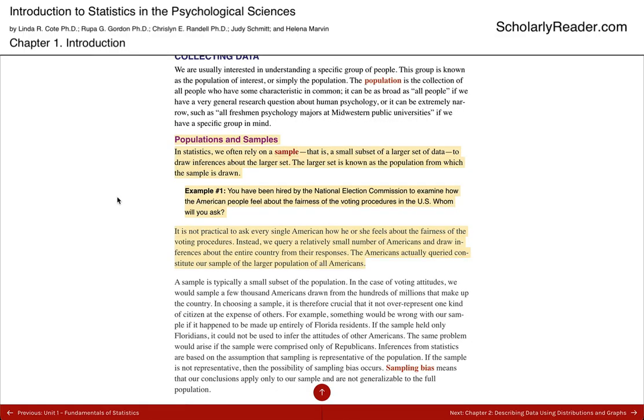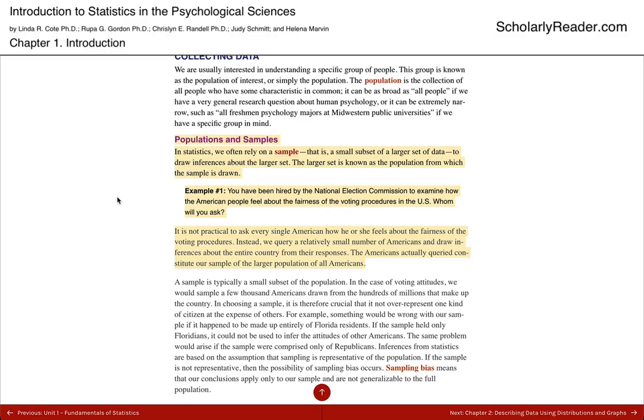Populations and samples. In statistics, we often rely on a sample, that is, a small subset of a larger set of data, to draw inferences about the larger set. The larger set is known as the population from which the sample is drawn. Example number 1. You've been hired by the National Election Commission to examine how the American people feel about the fairness of the voting procedures in the U.S.